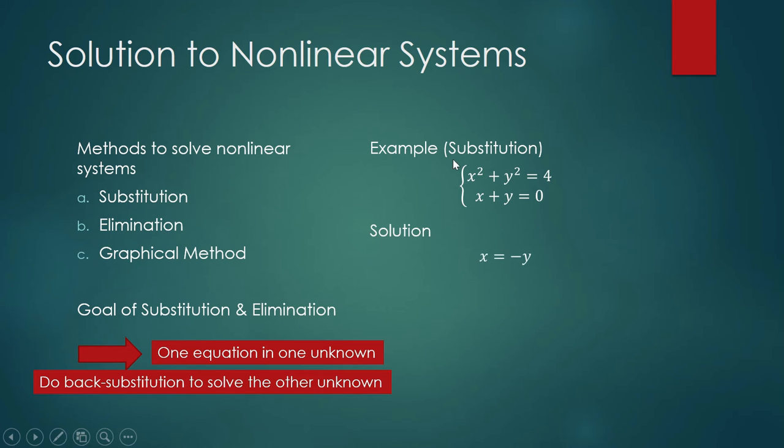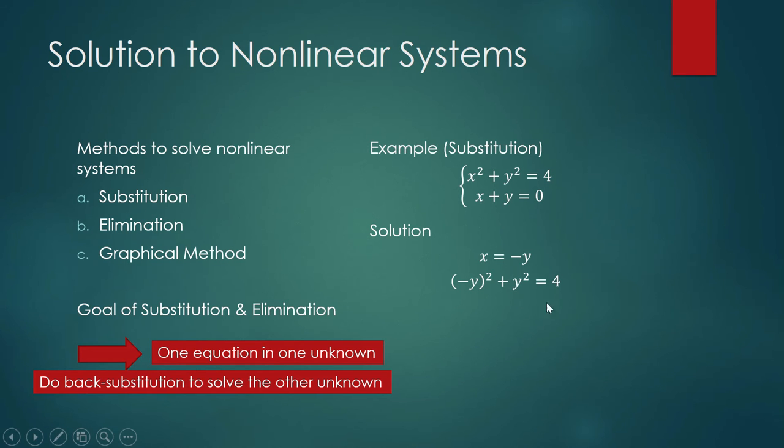So by substitution, if x plus y is equal to 0, that means x is equal to negative y. And I am now going to use this for x. So this is where the substitution will come in. Instead of writing it as x squared, I am now going to write it as the square of negative y. So that is where the substitution comes in.